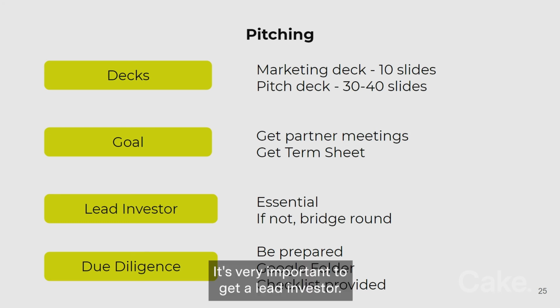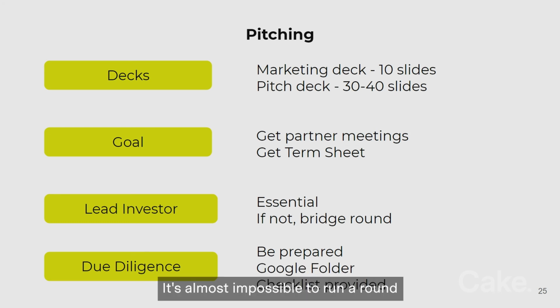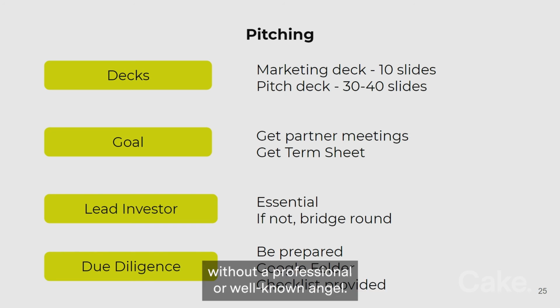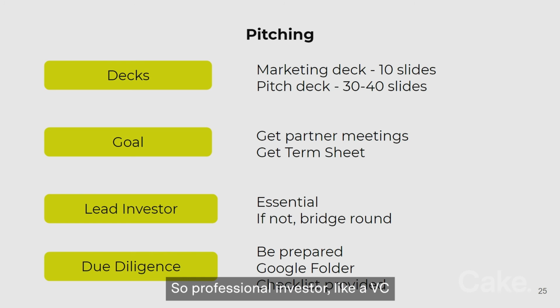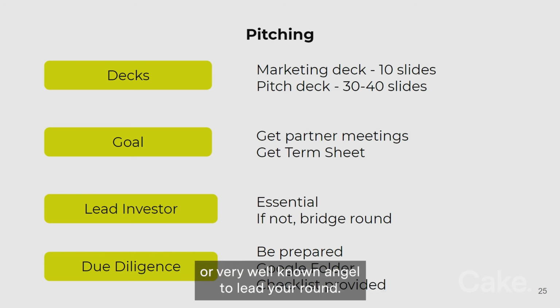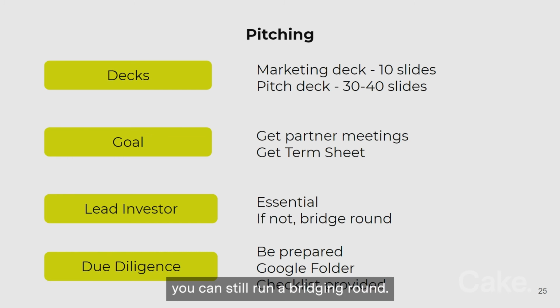It's very important to get a lead investor. It's almost impossible to run around without a professional or well-known angel, so a professional investor like a VC or a very well-known angel to lead your round. If you can't get a lead investor, you can still run a bridging round. It's normally somewhere in the vicinity of 20 to 50% of the round size that you wanted, and would normally be run by a convertible note or a SAFE to give you the capital that you need to get to your next full round.